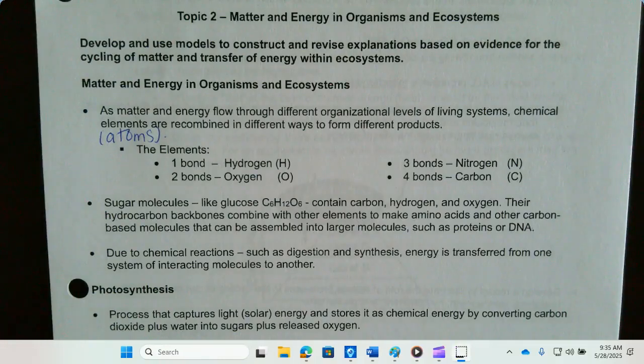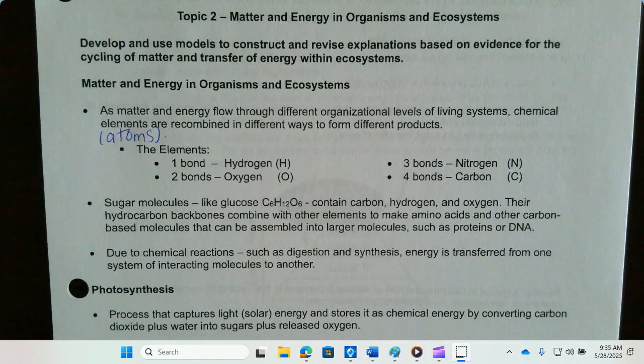Today we will be looking at topic 2, matter and energy in organisms and ecosystems. Our first standard says develop and use models. Anytime we have a model, we want to make sure that we mark that up, annotate it, so therefore all of our information is easily accessible in picture form.